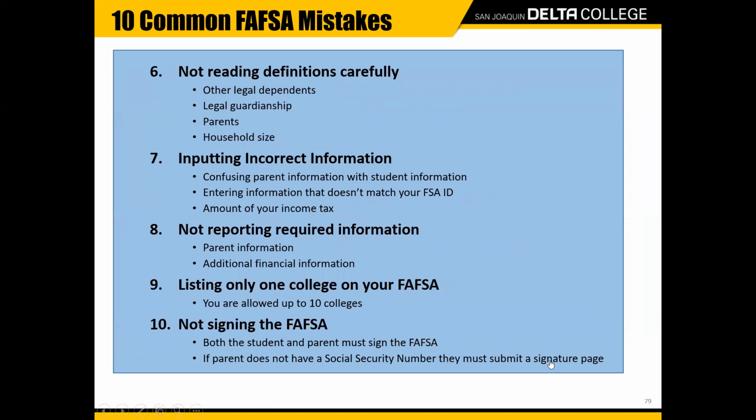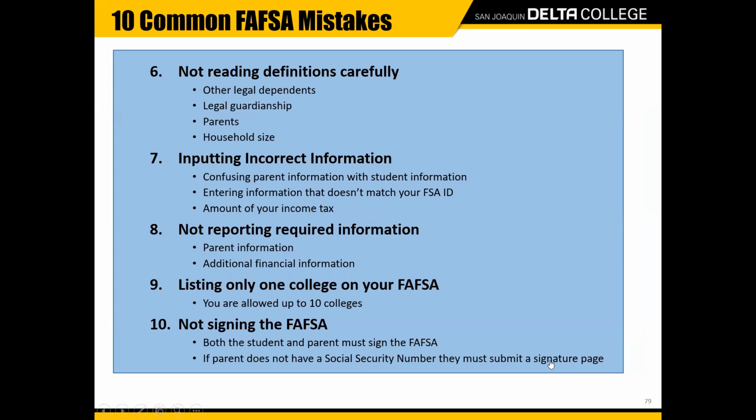Number 6 is not reading definitions carefully. So you just want to make sure you read through the FAFSA questions carefully to make sure you're inputting an appropriate response. And again, inputting incorrect information. So if it asks you for a certain piece of information and you provide something else, that's going to flag your application for verification. Not reporting required information. So again, if you choose to not report certain information, you might be selected for verification, which might also set back the processing of your FAFSA application and delay it.